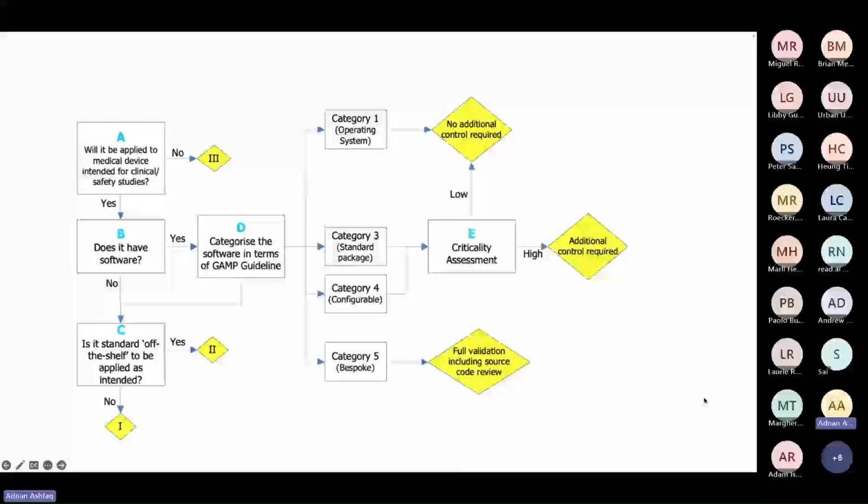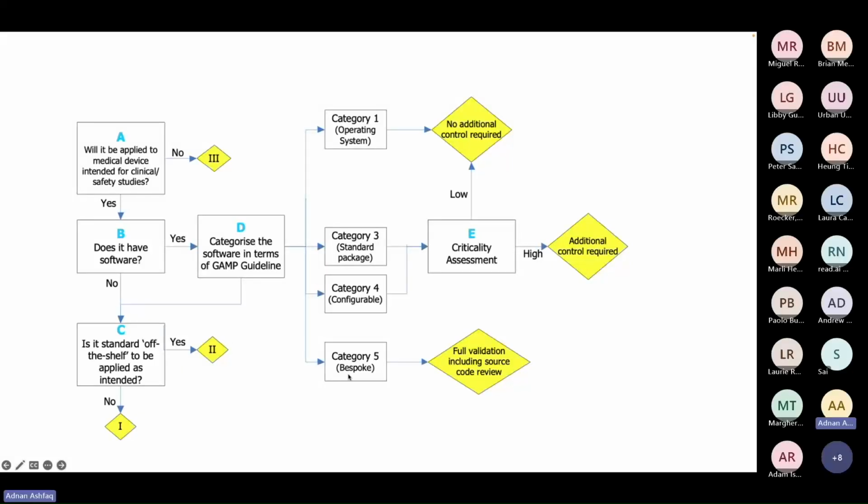So this is a flowchart which I use in a lot of my procedures for medical device process manufacturers. So we've got the 4 categories here. So will it be applied to a medical device intended for clinical safety studies? Yes, no. And we'll look at these. What does 1, 2, and 3 mean?